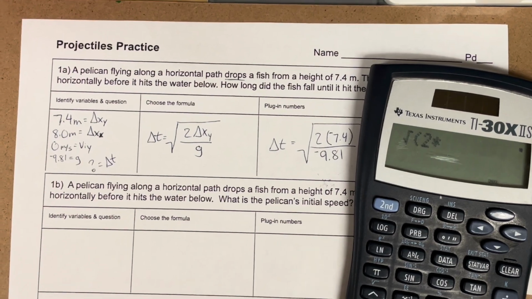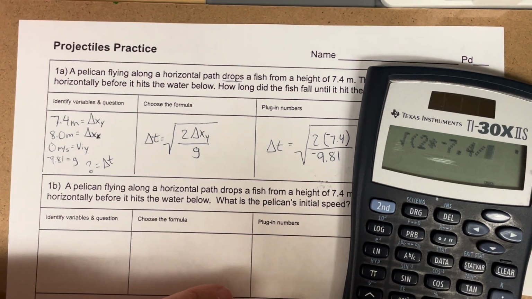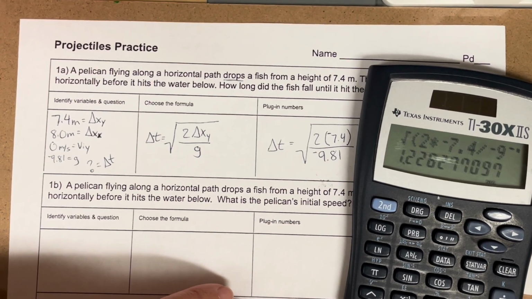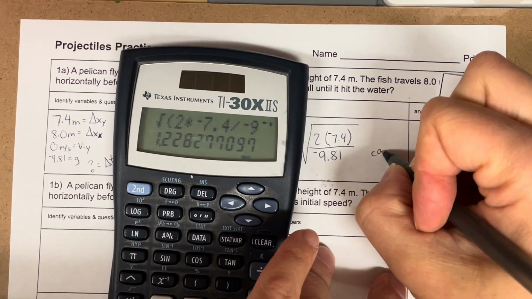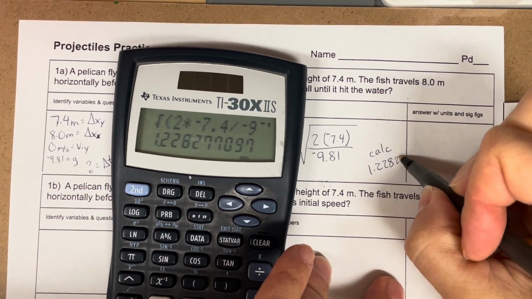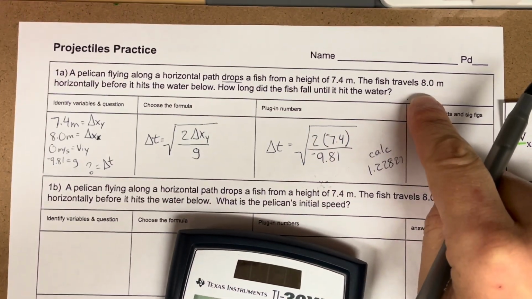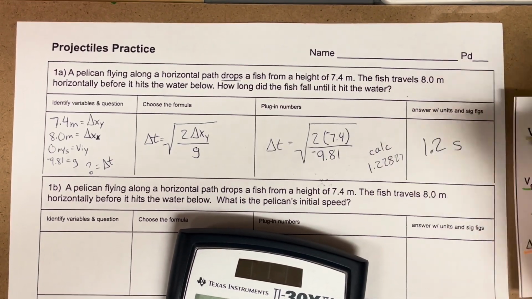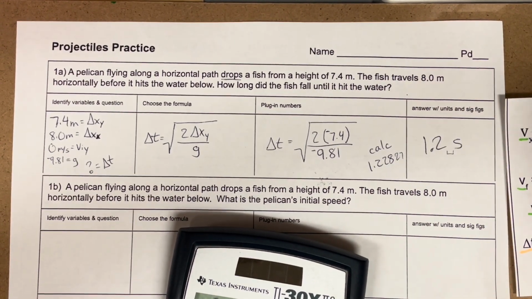2 multiplied by negative 7.4 divided by negative 9.8. One for sig figs. Calculator reads 1.22827. We just need 2 significant figures to match the 2 sig figs in our measurements. So 2 significant figures gives us 1.2, solving for time, so this is seconds. When you type your answer into the computer, make sure that you put a space there between the 2 and the S.